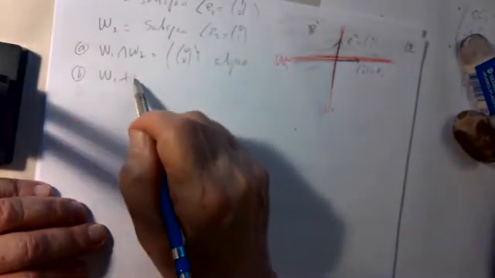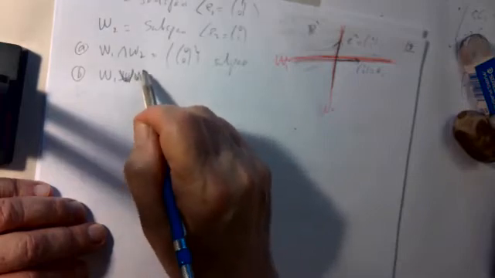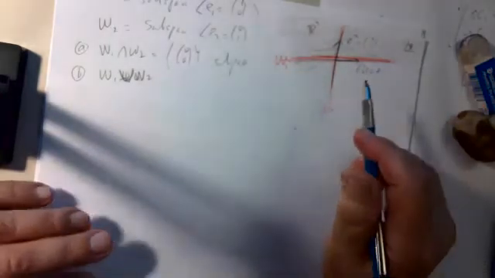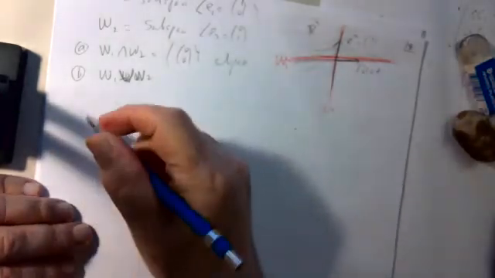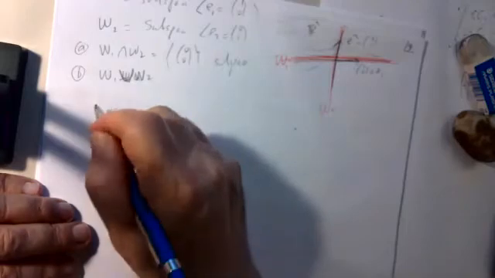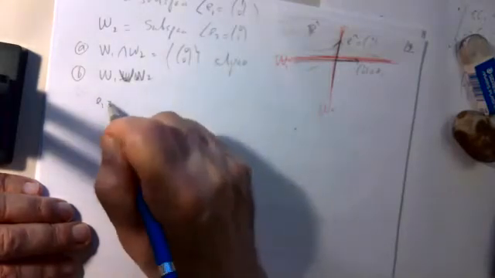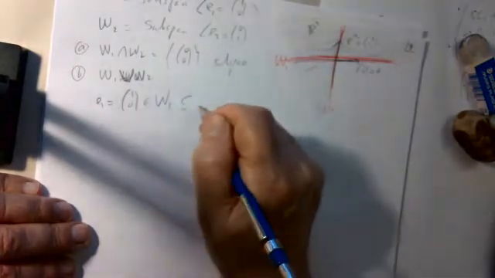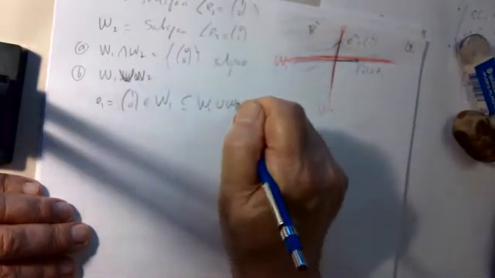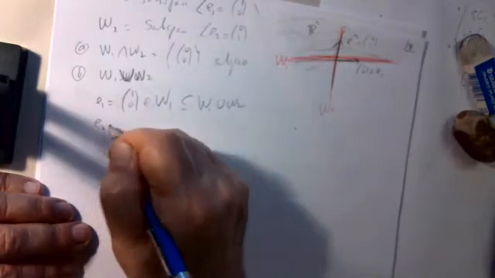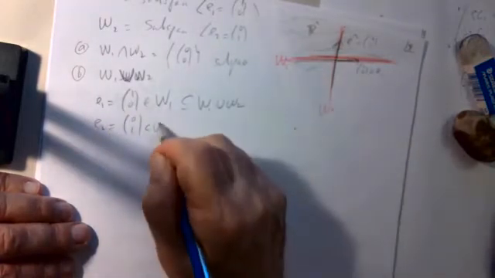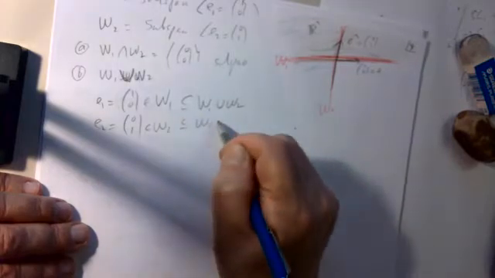What is W1 union W2? That's the x-axis and the y-axis and nothing else. So for example, E1, which is (1, 0), is in W1. So it's certainly in W1 union W2. And E2, which is (0, 1), is in W2, which is contained in W1 union W2.